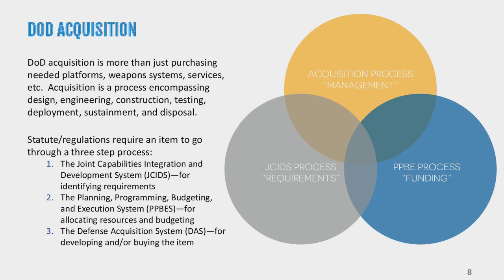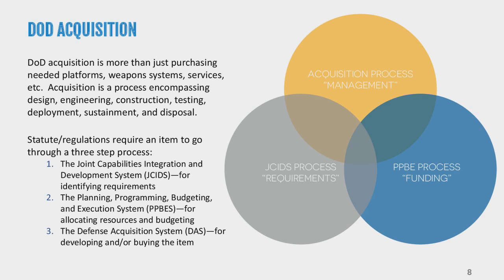From concept to deployment, a weapon system goes through three decision processes to identify the requirement, establish a budget, and acquire the system. The Defense Acquisition System is event-driven, and it's used for developing or buying an item or system. You can think of it as kind of the overall management process. JCIDS is needs driven. It's the process by which DOD identifies, assesses, and prioritizes what capabilities the military needs in order to fulfill the mission.